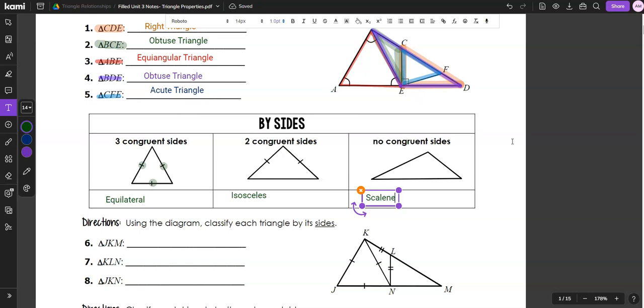Unless the angles are marked congruent, we assume they are not congruent, unless we can prove that they are. There are times where we might have an angle that's not marked, but we have to prove that it's congruent, okay?